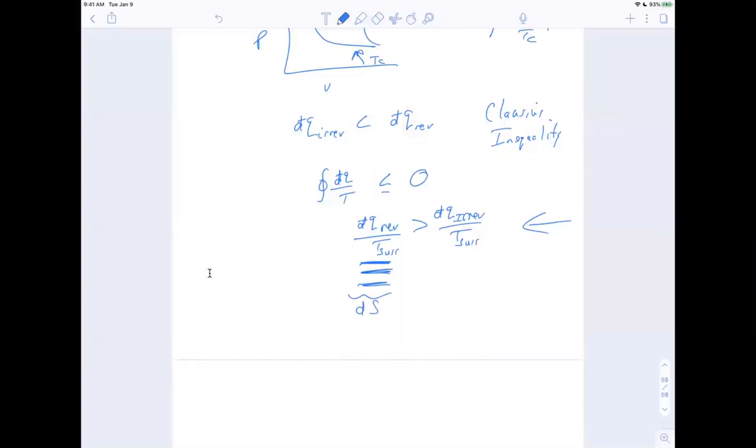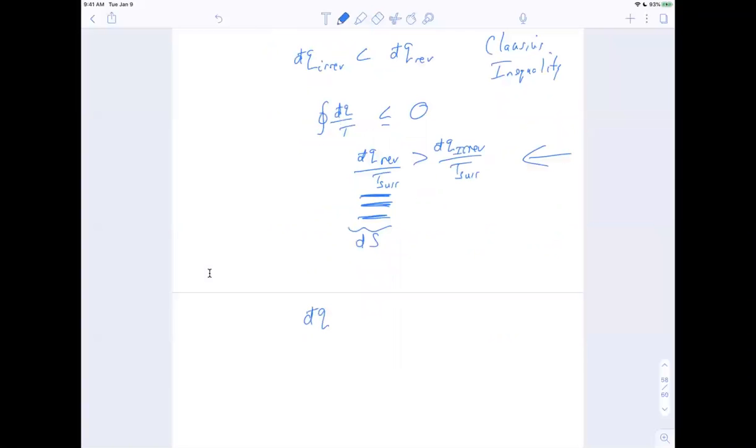Okay, so what that allows me to do is to write dq irreversible is less than T surroundings dS. All I've done here is multiply by T surroundings on both sides, but I know that dq reversible over T surroundings is just dS. So what this is saying is dS is greater than dq irreversible over T surroundings. If I multiply by T surroundings on both sides, I get dq irreversible is less than T surroundings times dS.